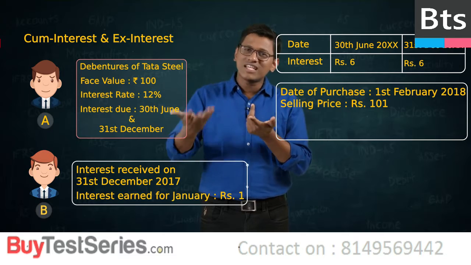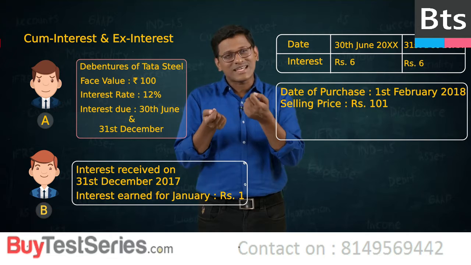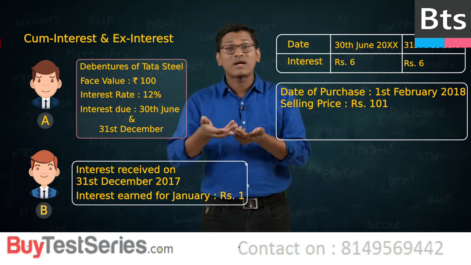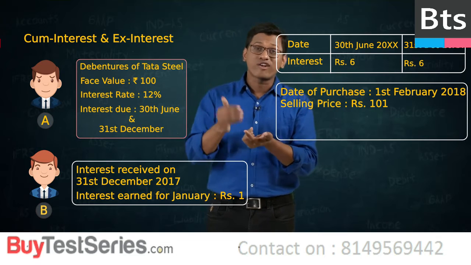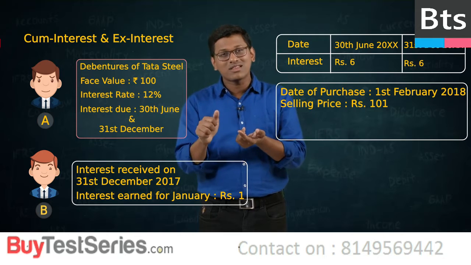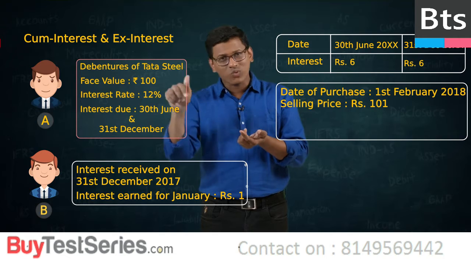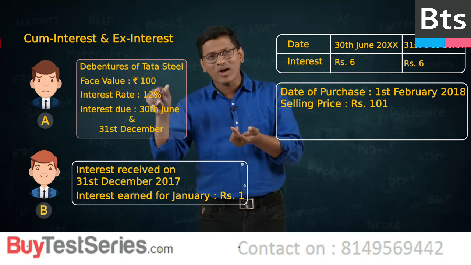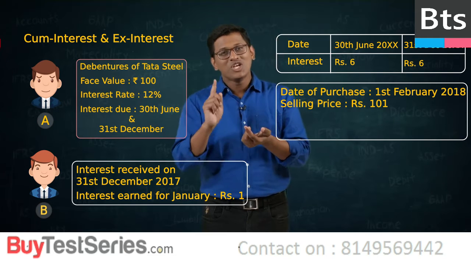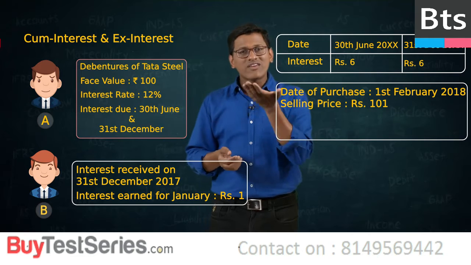When will that friend receive interest? Had that person continued to hold the investment till 30th of June 2018, that person would have received 6 rupees of interest. But your friend is selling it away to you on 1st of February. So how much is the interest earned by your friend for 1 month? 1 rupee. How? 100 rupees is the face value, into 12% is the interest rate, into 1 month out of 12 months. So basically 1 rupee is the interest per month. So your friend earned an interest of 1 rupee and you are given a quotation.